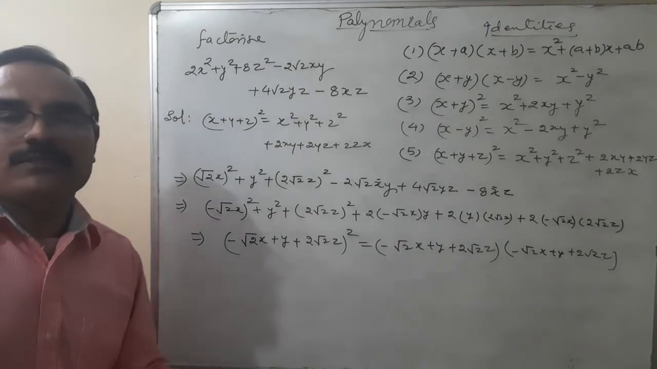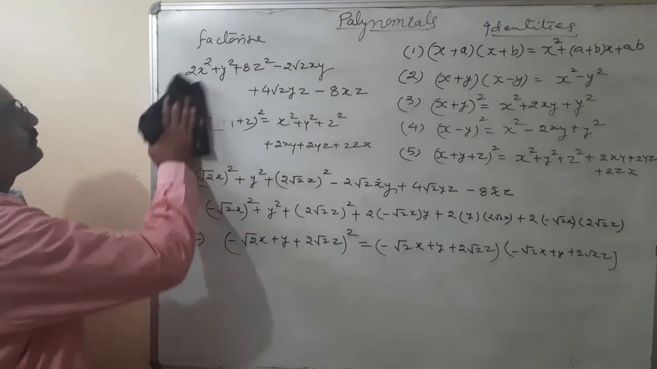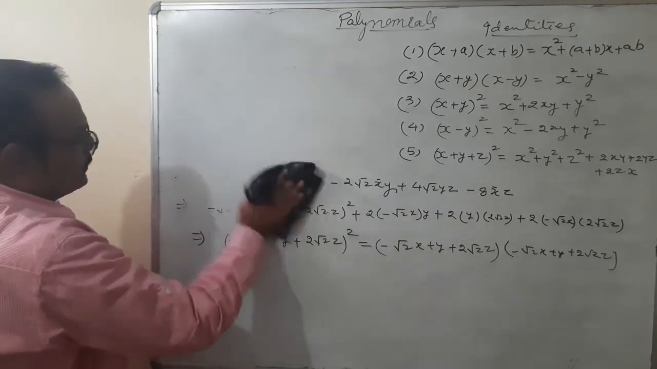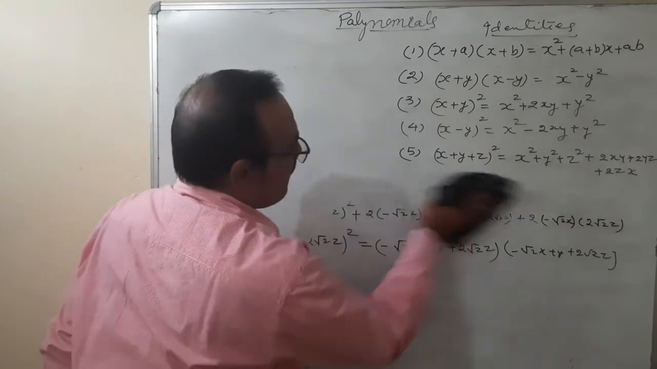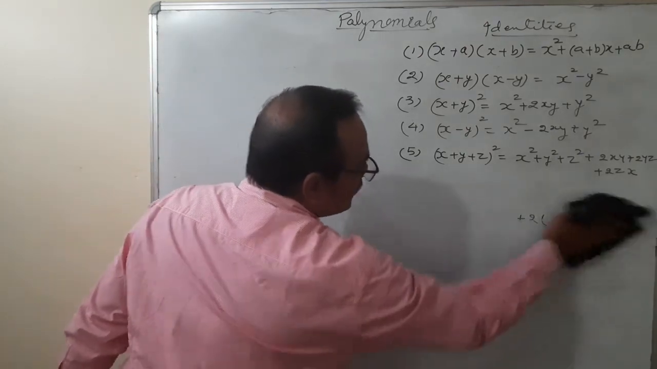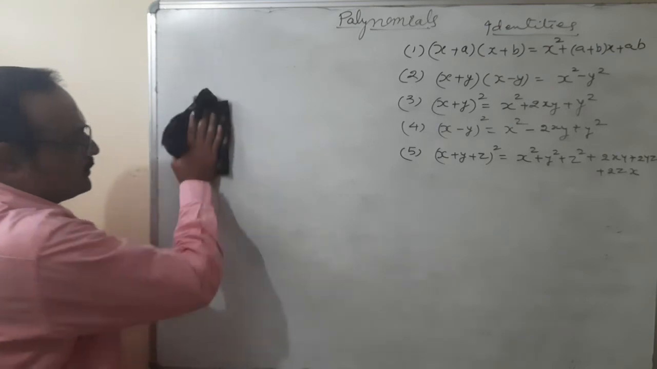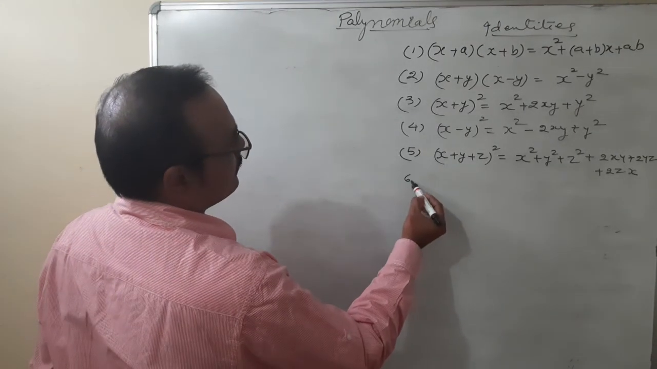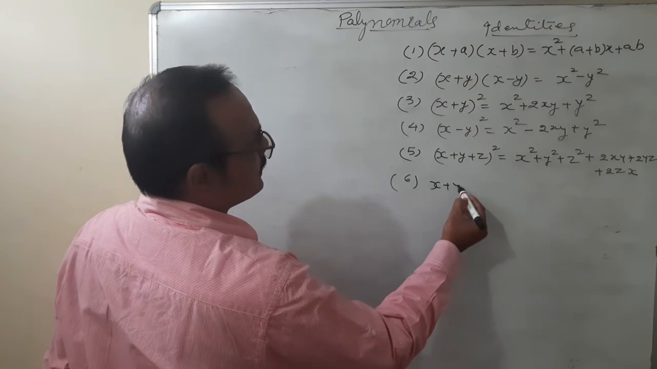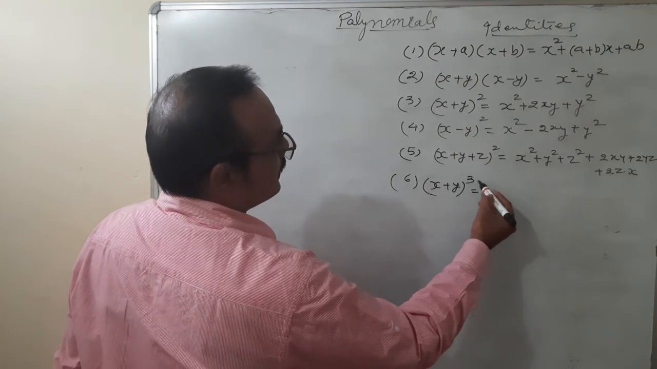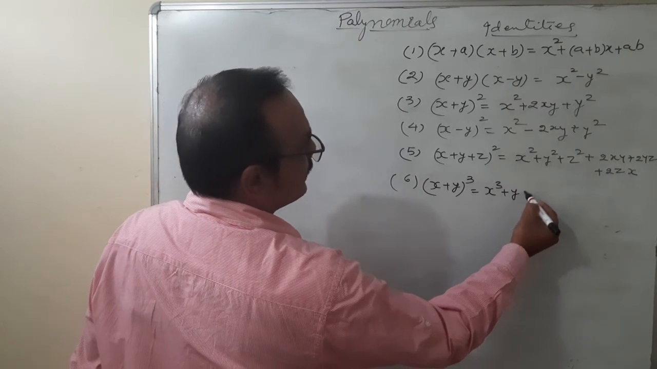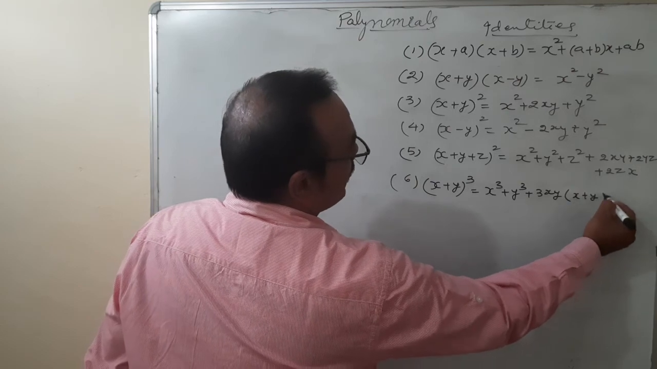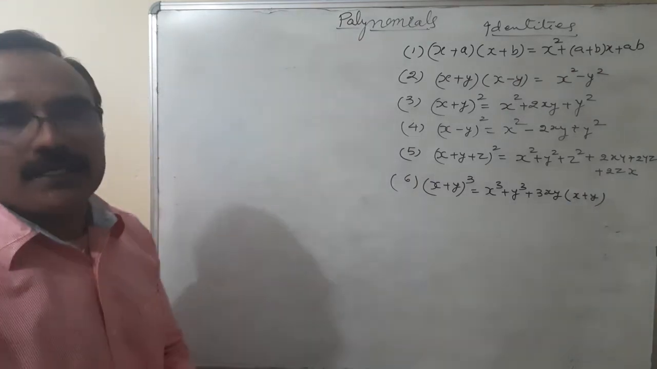That is x plus y whole cube. What is it? X cube plus y cube plus 3xy in bracket x plus y. Next identity number 6: this is x plus y whole cube. The meaning is x cube plus y cube plus 3xy in bracket x plus y. This is identity number 6.